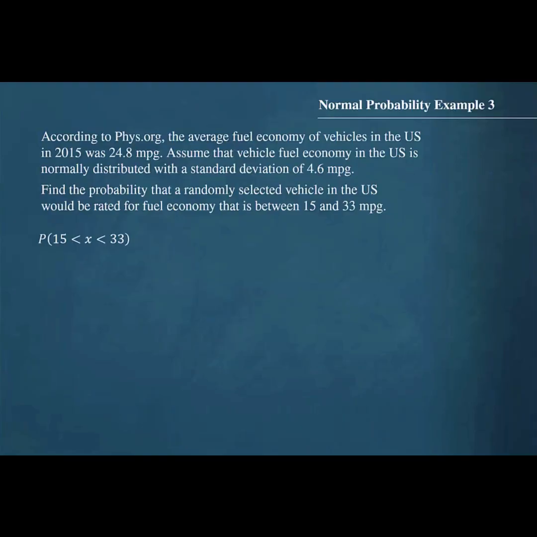In probability notation, this would be the probability that 15 is less than x is less than 33, or in other words, the probability that x is between 15 and 33. In order to find this probability, we will first have to find both z-scores for these values of the random variable. We will do this by finding the difference between the value of the random variable 15 and the mean 24.8, then divided by 4.6, the standard deviation.